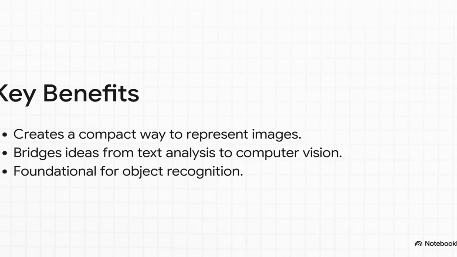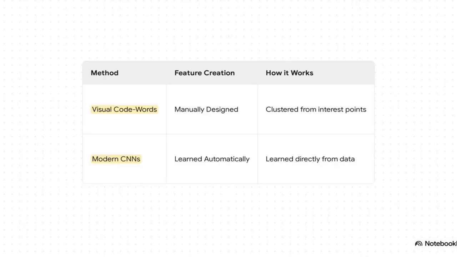Now, it's really important to put this into today's context. These days, methods like deep learning with what are called convolutional neural networks, or CNNs, have pretty much taken over. With CNNs, the network learns the best features all by itself, automatically, without this whole explicit step-by-step pipeline we just discussed. But understanding the visual code word approach is still incredibly valuable, because it gives you the core intuition for how all computer vision systems work. They find important features, and then they interpret them.